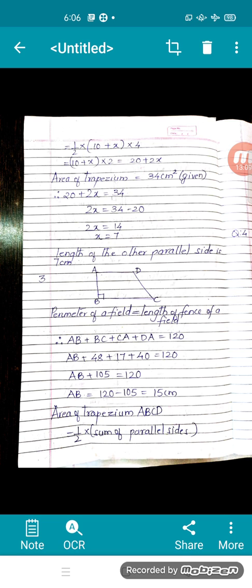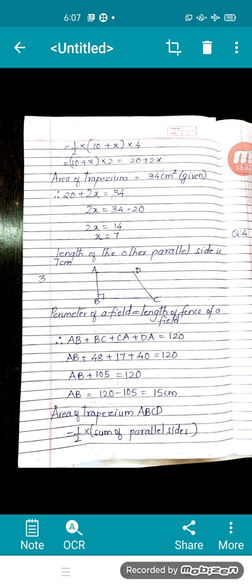Following? Question number 3. The length of a fence of a trapezium shaped field ABCD is 120 meter. If BC is equal to 48 meter, CD is equal to 17 meter, AD is equal to 40 meter, find the area of this field. Side AB is perpendicular to the parallel sides AD and BC.